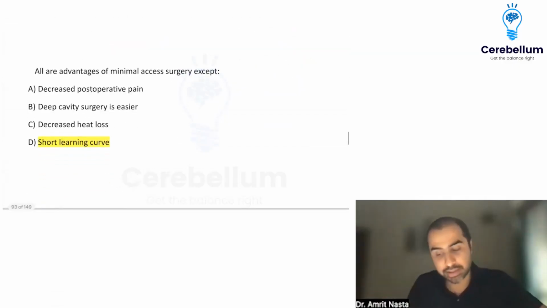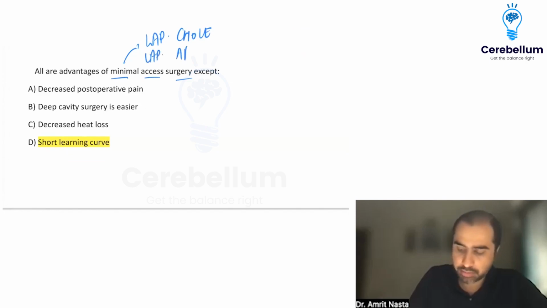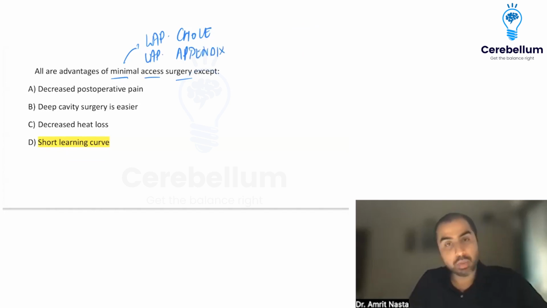Yeah, we didn't discuss this. Advantages of minimal access surgery. For example, why is lap chole better than open cholecystectomy? For example, this is lap chole, lap appendix. Why are they better? What is the answer? Why short learning curve is not the answer? इसमें क्या प्रॉब्लम है? लर्निंग कर्व शॉर्ट है ना, अच्छा है ना शॉर्ट लर्निंग कर्व.